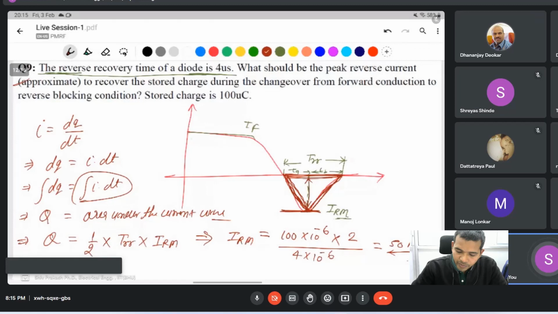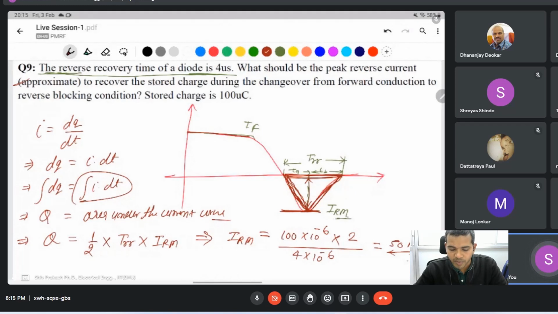It means you have a forward current, and when you turn off the diode, a reverse current flows like 50 ampere for some amount of time only, but 50 ampere is a very huge current, I think.